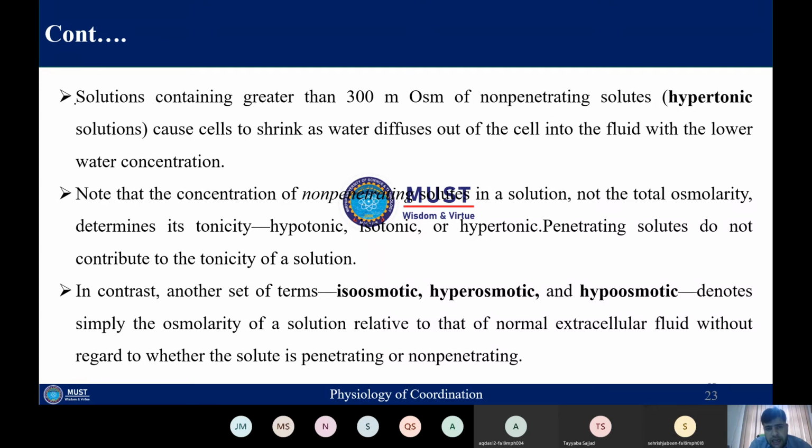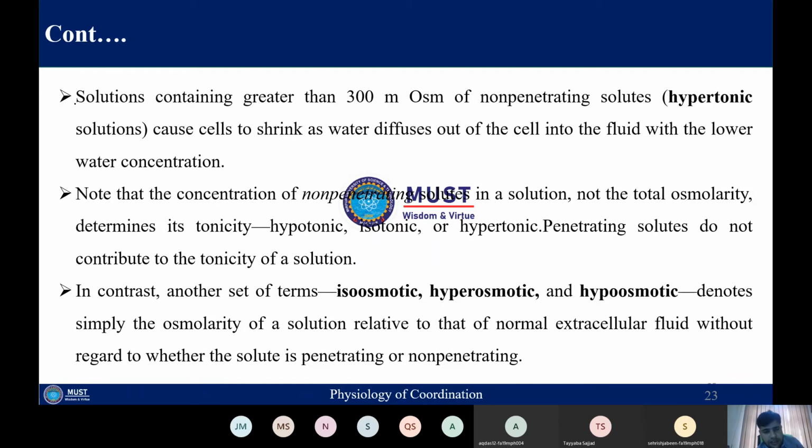So what will happen? In that case, the water from inside the cell will move to the outside to dilute the solute concentration. The cell will shrink, the water volume in the cell will decrease, and that type of cell will be called hypertonic. It will cause the cell to shrink as water diffuses outside of the cells. So the concentration of the non-penetrating solute in a solution, not the total osmolarity, will determine the tonicity. Whether it is a hypotonic, isotonic, or hypertonic solution, the tonicity will depend upon the concentration of the solute.